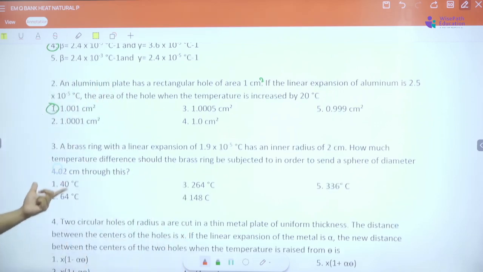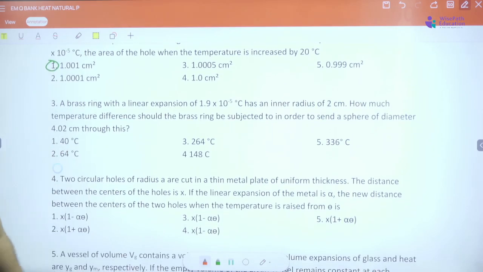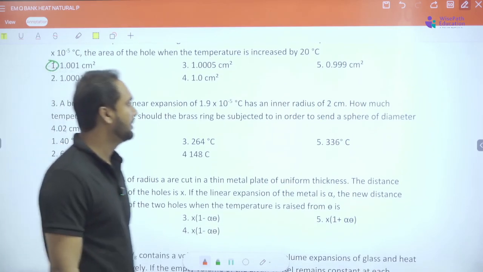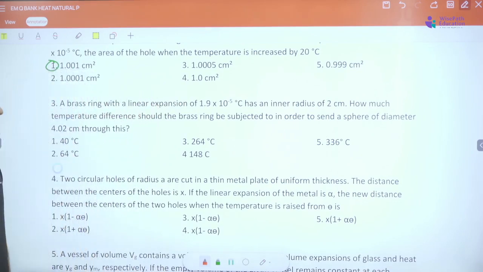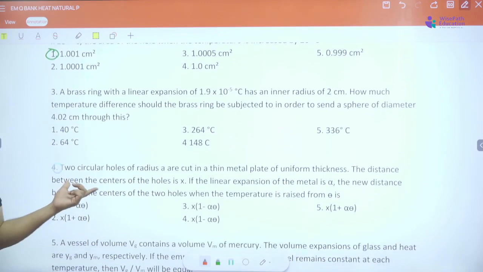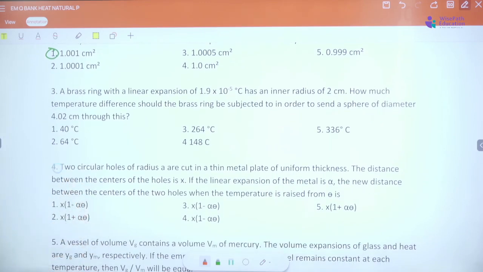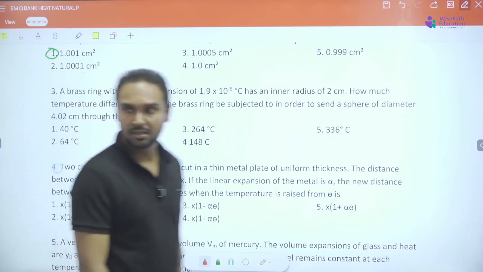Right. So the third question. A brass ring with a linear expansion of 1.9 into 10 to the power minus 5 per Celsius has an inner radius of 2 centimeters. How much temperature difference should the brass ring be subjected to in order to send a sphere of diameter 4.02 centimeters through this? Do you understand the question?